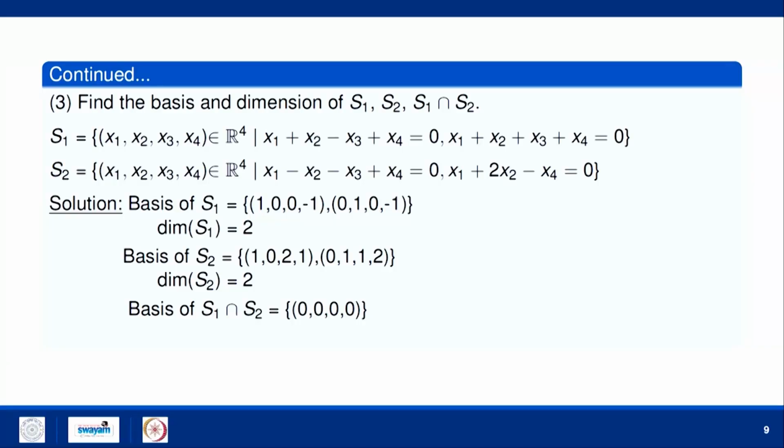Let us take one more example. Find the basis and dimension of S1, S2, S1 intersection S2, where S1, S2 are the subspaces of R4 over the field of real numbers. As I told you, the intersection of 2 subspaces is also a subspace. So, again S1 intersection S2 is also a subspace of R4. So, let us find out the basis of S1.